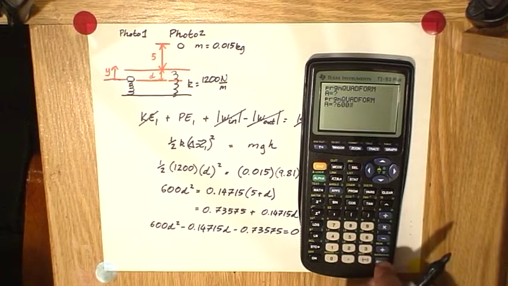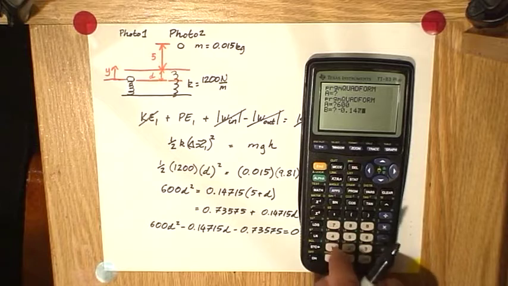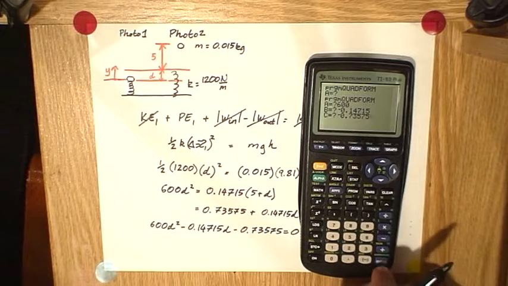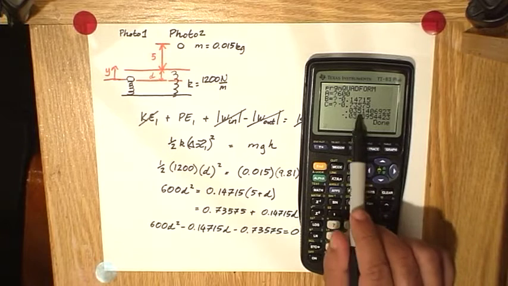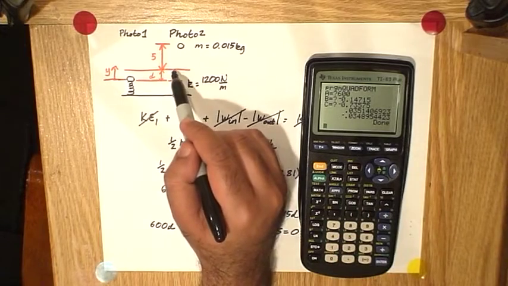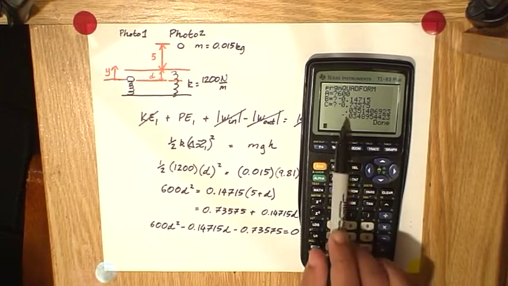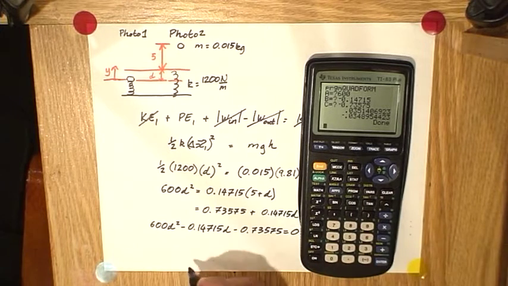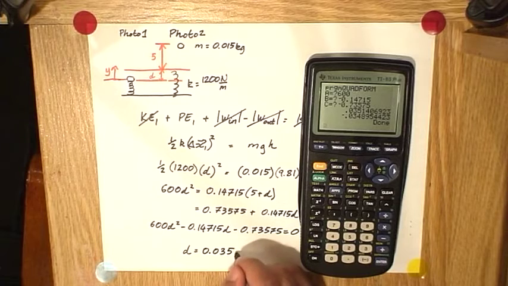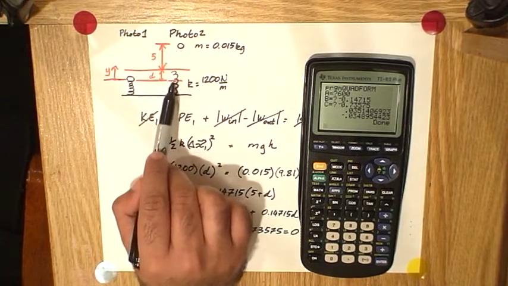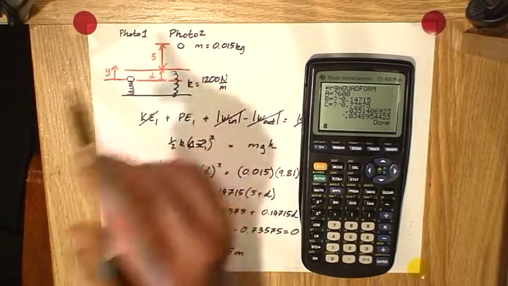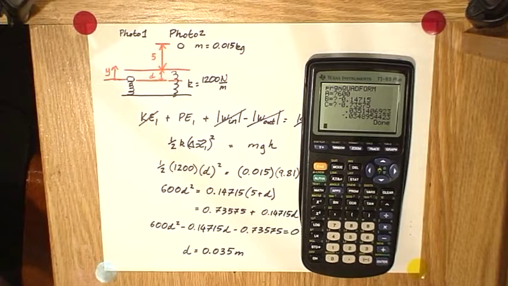A is 600, B is negative 0.14715, and C is negative 0.73575. So we get two different answers. One of them is a negative number, but that would correspond to an expansion rather than a contraction of this. So it's really only the top number, 0.035, which can possibly be correct. So the compression of the spring was 0.035 meters, and that led to the object being shot upwards by 5 meters over the natural length of the spring.